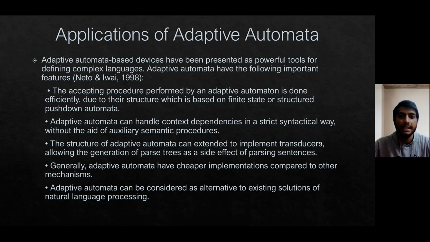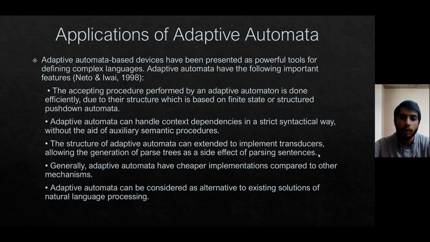Adaptive automata-based devices have been presented as powerful tools for defining complex languages. Adaptive automata have the following important features. First of all, the accepting procedure performed by adaptive automata is done effectively due to their structure, which is based on finite state or structured push-down automata. Adaptive automata can handle context dependencies in a strict syntactical way without the aid of auxiliary semantic procedures.